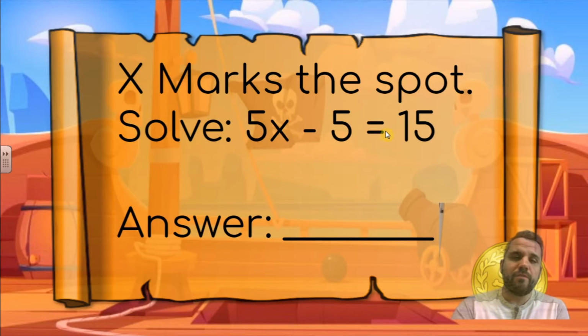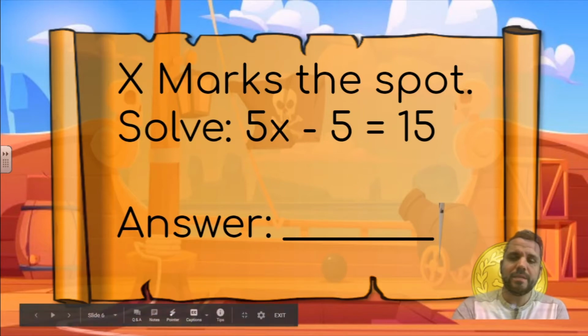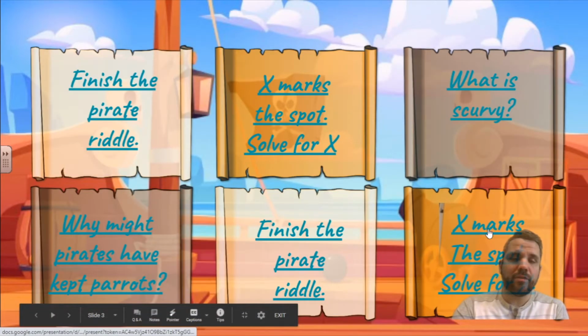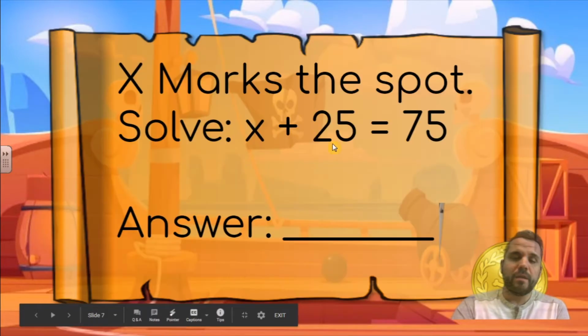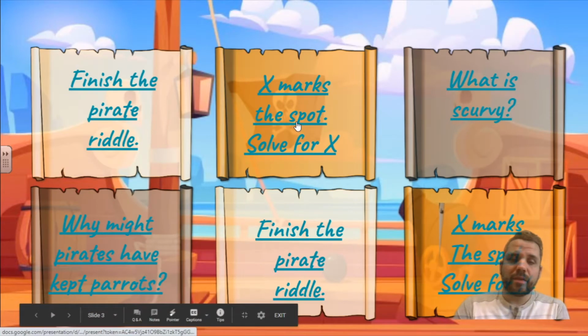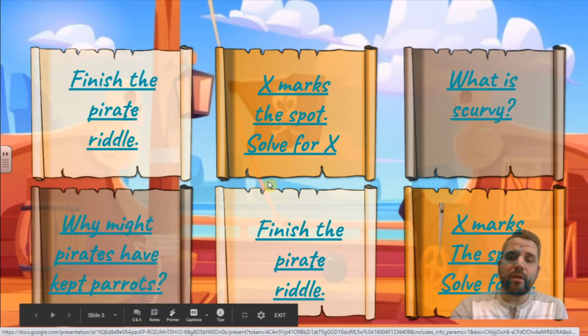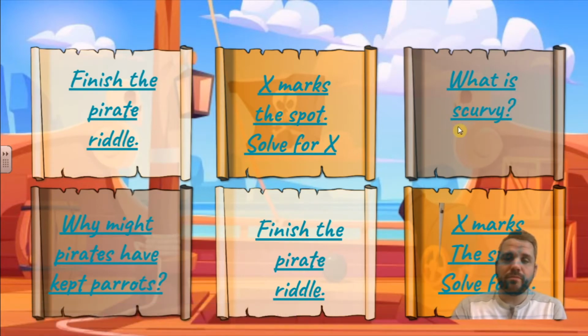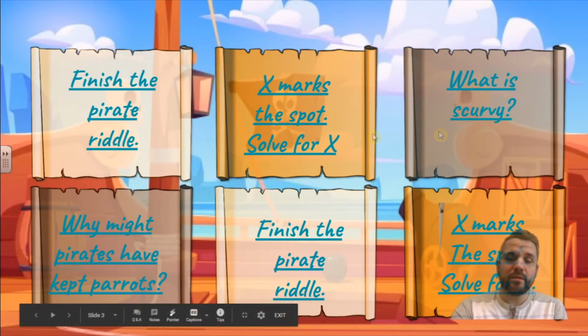So they're going to solve 5x minus 5 equals 15. Just easy stuff to get them interested in how these choice boards work. And again, X marks the spot, so solve for X. And they have to come up with an answer for that. And then the brown cards, these are the harder cards. These are harder maps. These are more interesting as well.